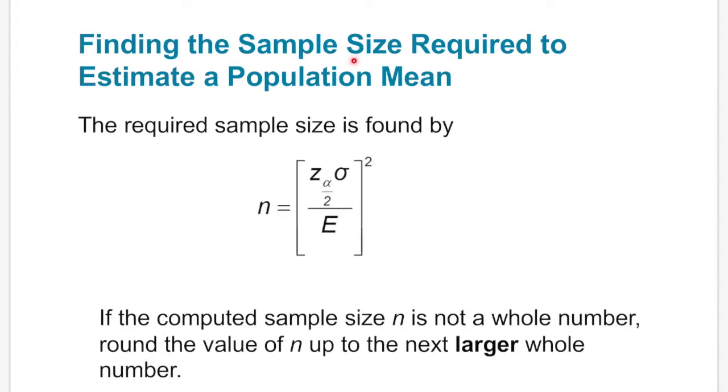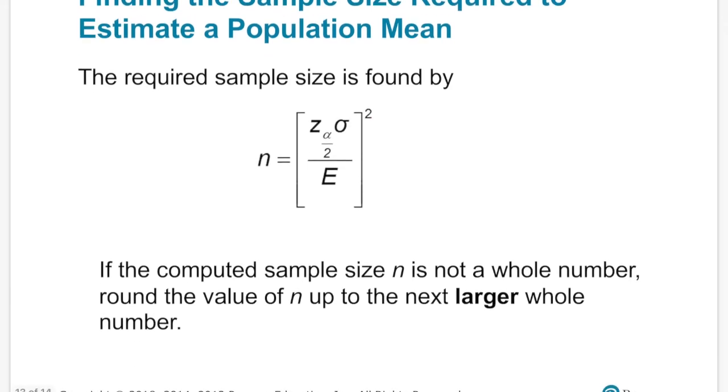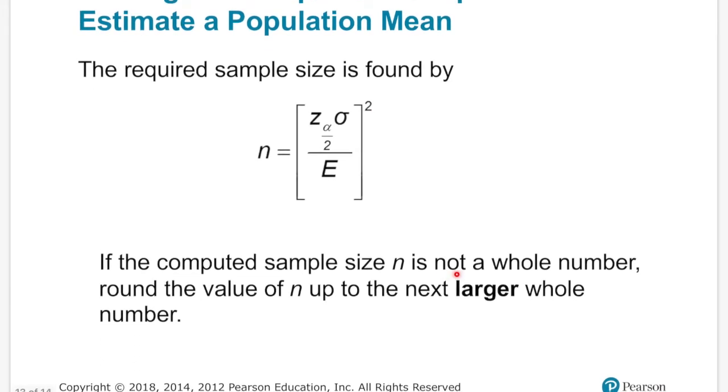To find the sample size required to estimate a population mean, we use this formula: n equals z of alpha half times sigma over E, squared. When computing the sample size, if n is not a whole number, we always round it up to the next larger whole number.